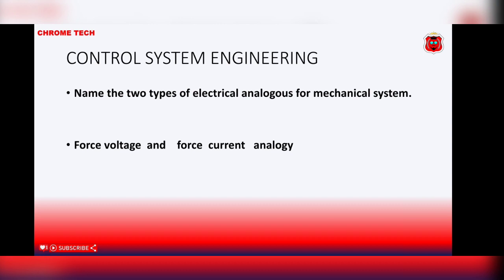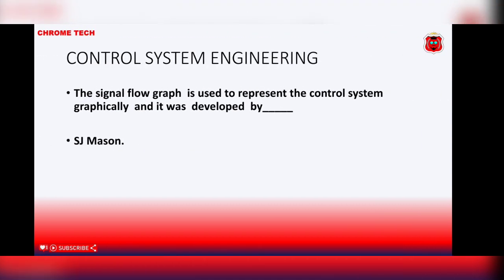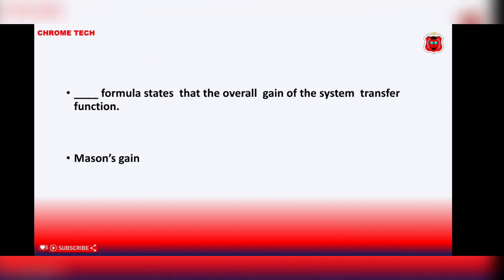First question. Name the two types of electrical analogies for mechanical system. Force voltage and force current analogy. Next question. The signal flow graph is used to represent the control system graphically and it was developed by S.J. Masson. Next question. Dash formula states the overall gain of a system transfer function. Masson's gain.